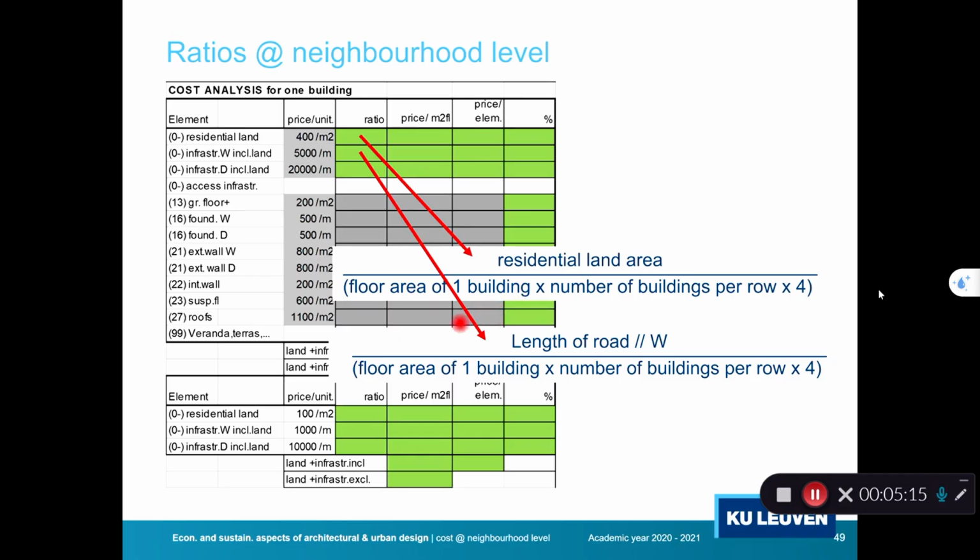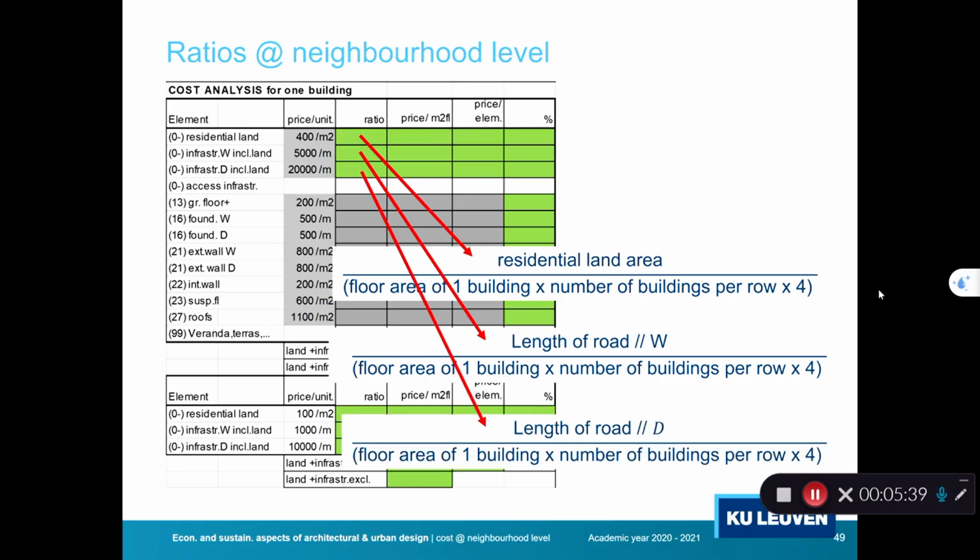denominator. So here we again divide by the floor area of one building multiplied with the number of buildings per row and multiplied with 4 streets. But here we have a different number on top. We have the length of the road. It's in meter. The price is in meters, so not in square meter. So it's the length of the road which is parallel to the width of our plots. And the last one is the length of the road parallel to the depth of our plot. So it's again a unit price per meter, so we need a ratio in meter per square meter floor area.